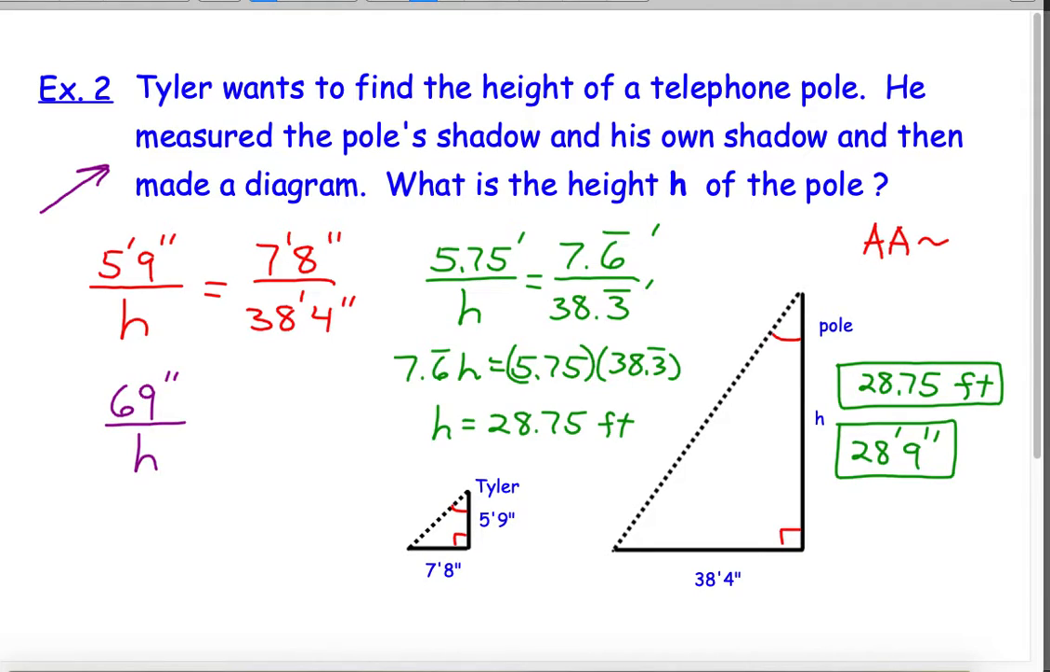over h. And then the other fraction, what's 7 feet 8 inches? Well, that's 7 times 12, and then plus the 8 inches. So that's 92 inches. And let's put that here. And then 38 feet. Well, what's 38 times 12? That's a big number. And then we'll add 4 to that. It's 380 plus another 76. So that's 456, so I think that should be 460.